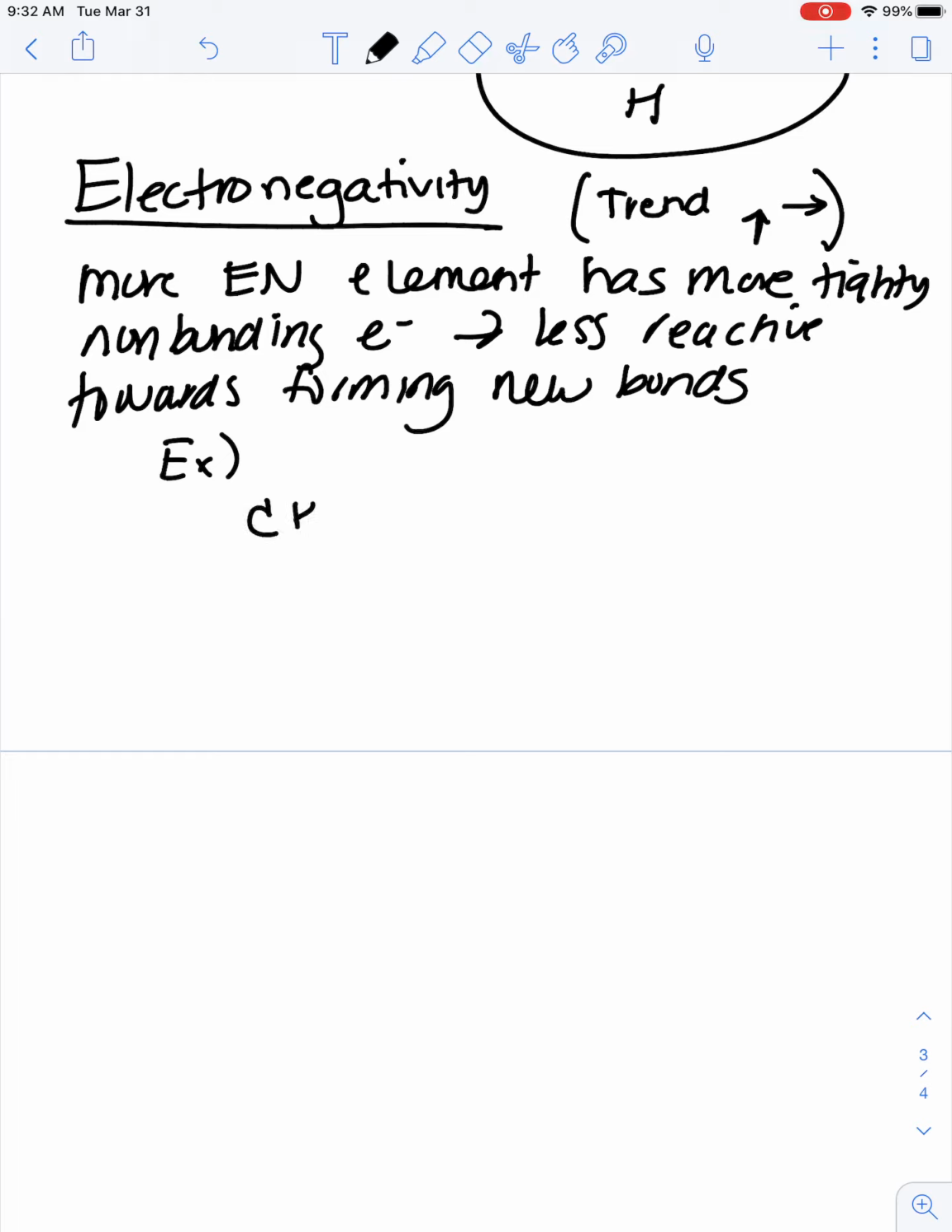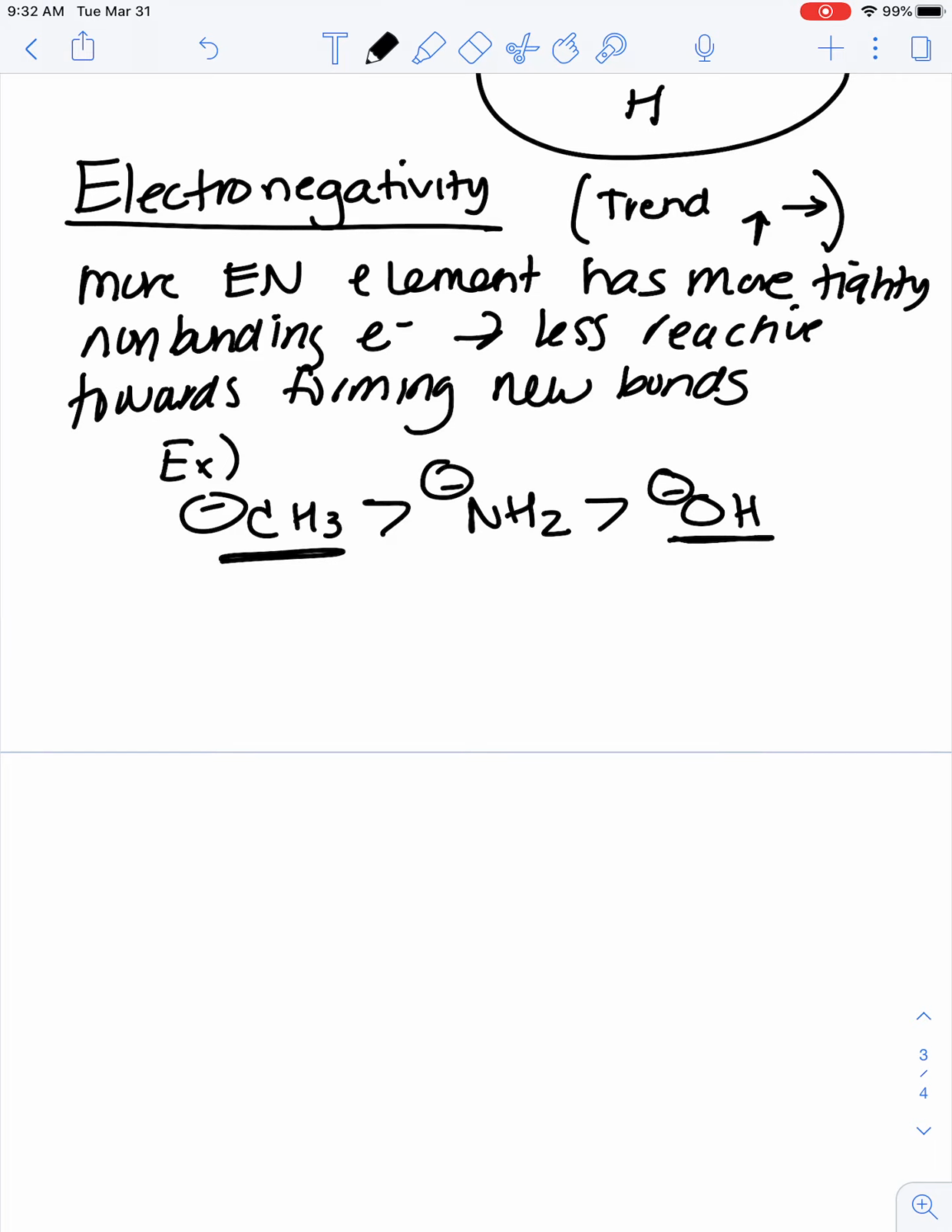So if we look at something like this, again, this is going to be the better nucleophile versus something like this, an OH, again, because the oxygen is going to be the most electronegative, so it's going to be less reactive towards forming new bonds. If we look at this versus water, again, this is going to be a better nucleophile. This versus this, again, this will be a better nucleophile.